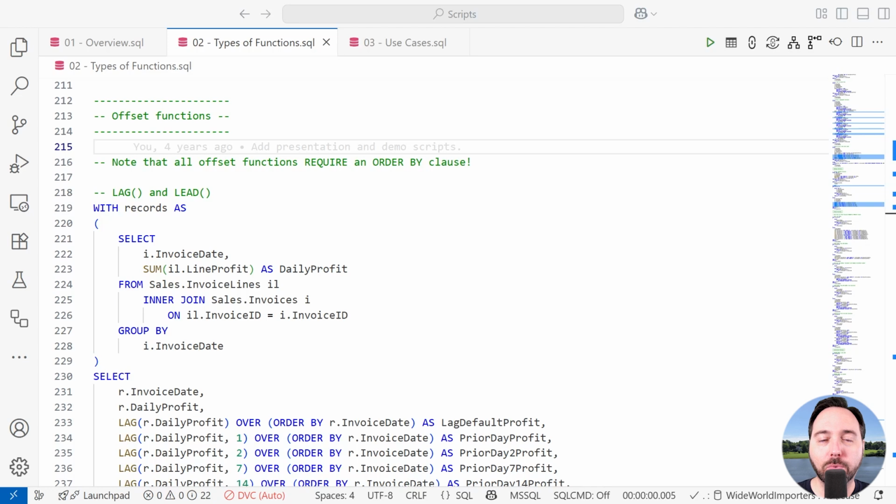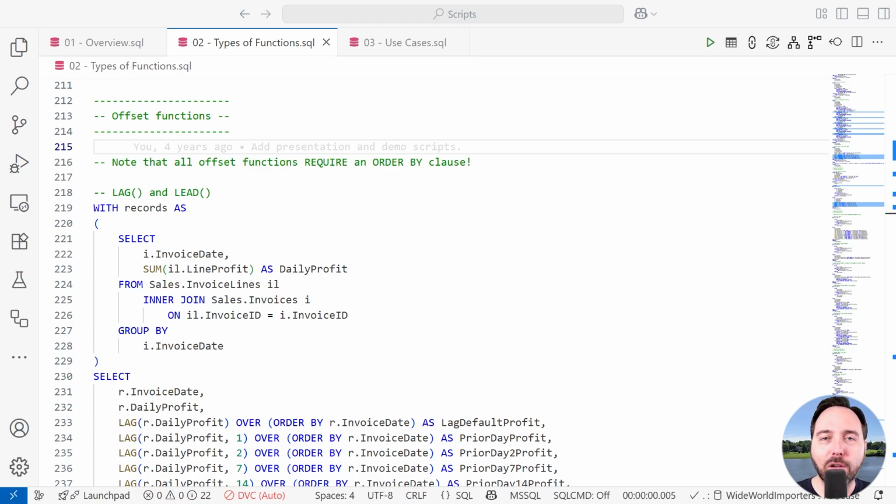Here we are in Visual Studio Code. In this video, we'll pick up where we left off in the prior video. We'll start with offset window functions. There are 4 of these that SQL Server makes available. The first 2, and by far the most important, are lag and lead. Lag looks at the prior record in a frame, whereas lead looks at the next record in a frame.